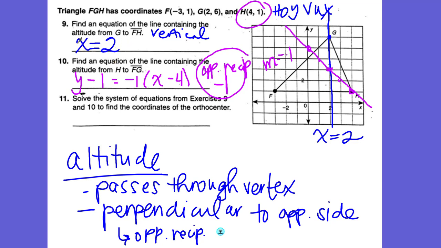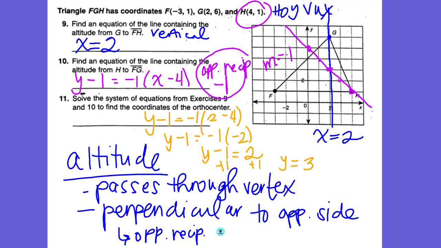Well, I already know that x is 2. I can plug 2 into this equation in for x to find y. So I'm going to have y minus 1 equals -1 times 2 minus 4. That's -1 times -2, which is 2, and then I'm going to add 1 to both sides, and I get y equals 3. So I know my x coordinate is 2, I know my y coordinate is 3, and so the coordinates of the orthocenter should be 2, 3.